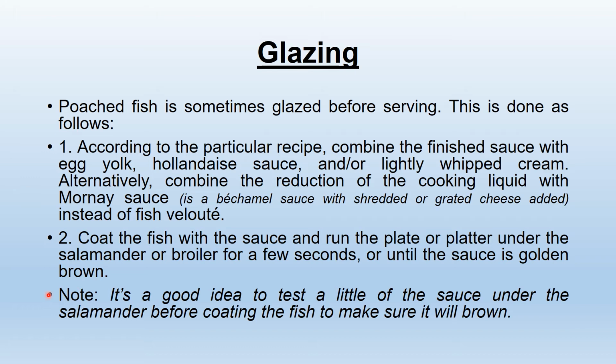So you're going to put a little bit of the sauce on a plate and see if it is going to brown, and also, very important, verify that the flavor is good. Because if you don't taste it and you cook your fish with that and put it under the salamandra, and it doesn't brown and the flavor is totally bad, you are going to be spoiling the whole fish. So this is what you do when it comes to glazing fish. You can do this with a bechamel sauce, and remember that bechamel sauce is also one of the French mother sauces.